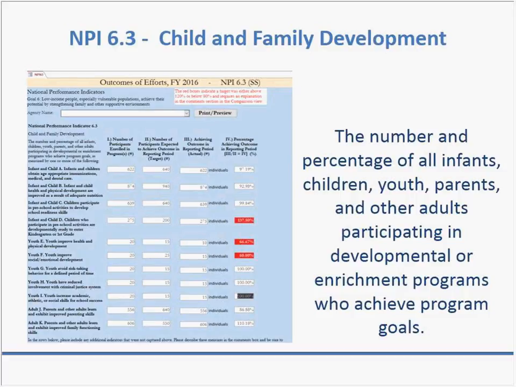Child and family development is highlighted in this section. When we're talking about vulnerable populations in Goal 6, we want to make sure that we're thinking about youth and children, and then we're thinking about parents, other adults who are not able to be employed, and so have some vulnerability. And so in this section, we're talking about the number of individuals who achieved outcomes that have to do with child and family development.